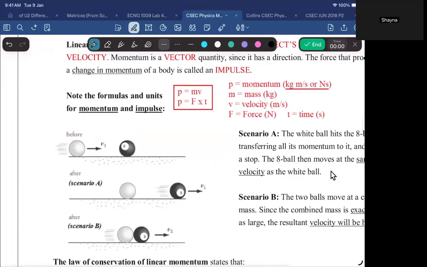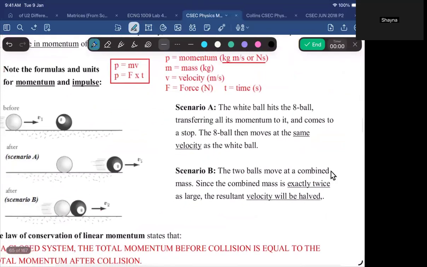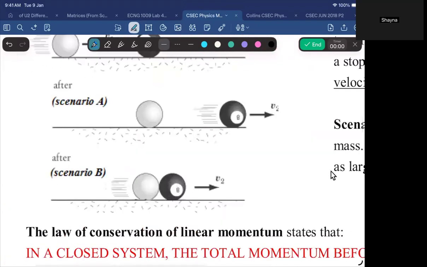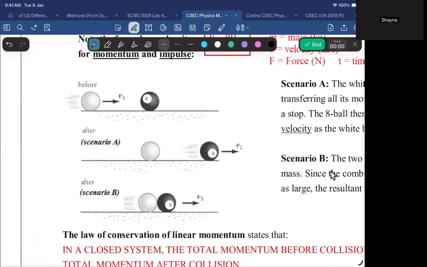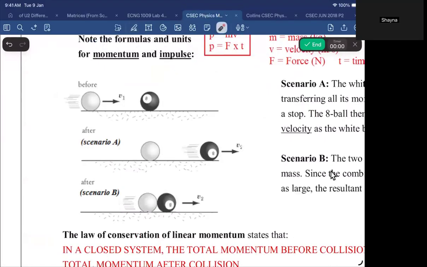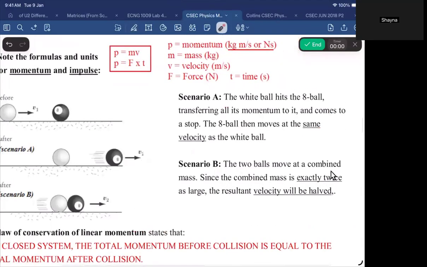So that's scenario A. Let's read scenario B. The two balls moved at a combined mass. Since the combined mass is exactly twice as large, the resultant velocity will be halved. Does that make sense? That's not right. I want to reread it. Okay, reread it.